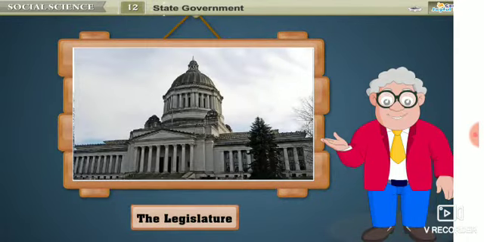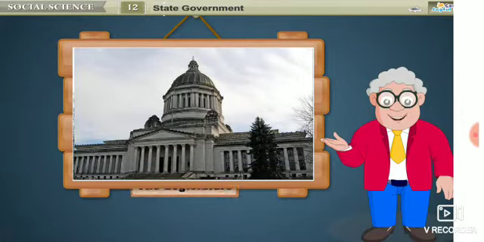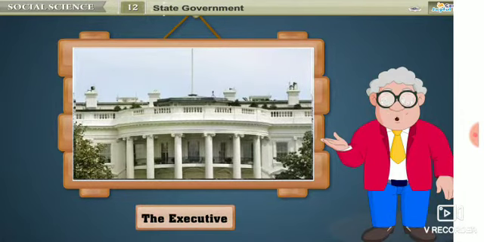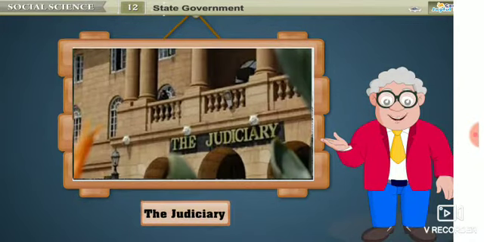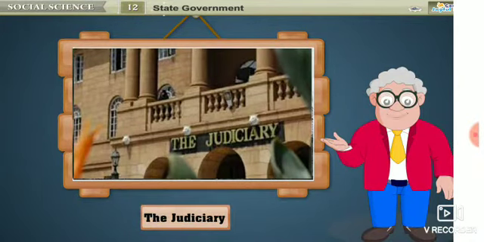The legislature. The legislature is a formally chosen body of people empowered with the authority to make rules and regulations. The executive. The executive carries out the laws framed by the legislature. The judiciary. The judiciary makes sure that these laws are carried out along with the resolution of disputes.